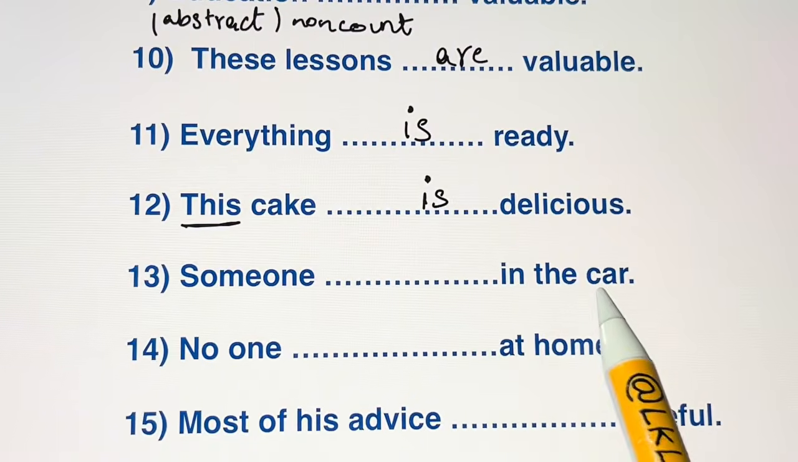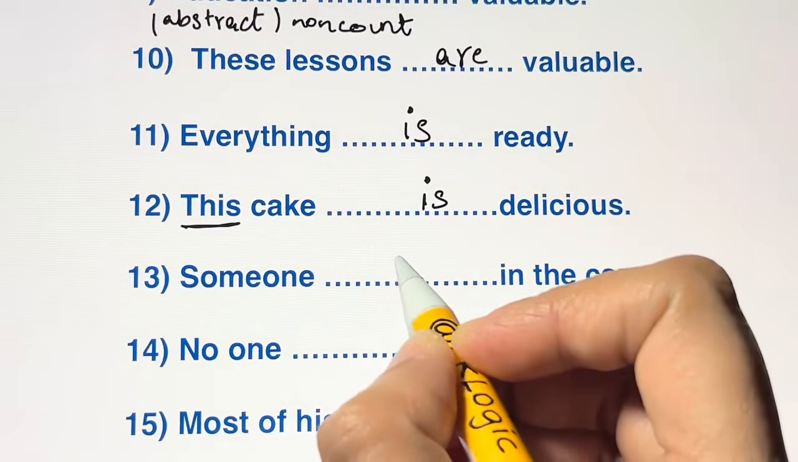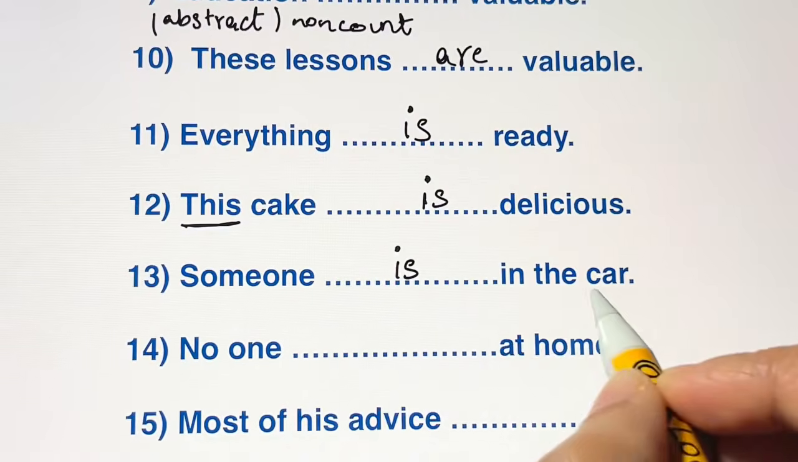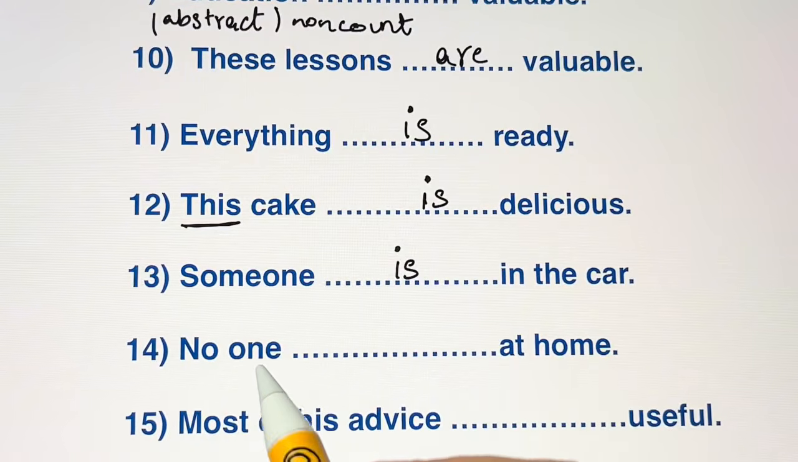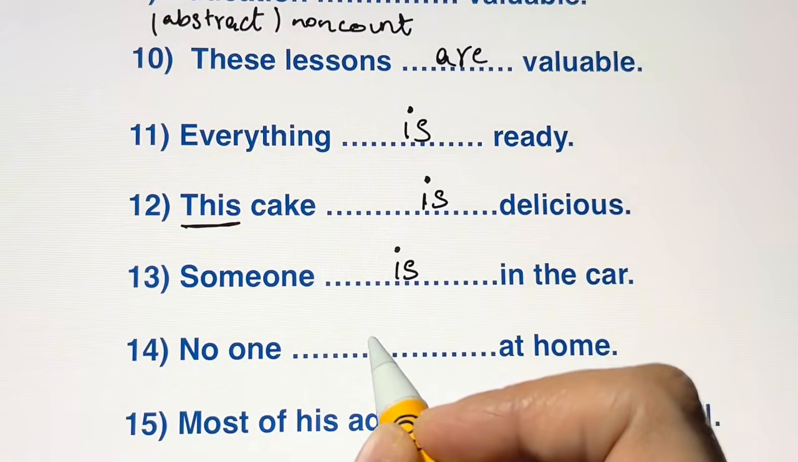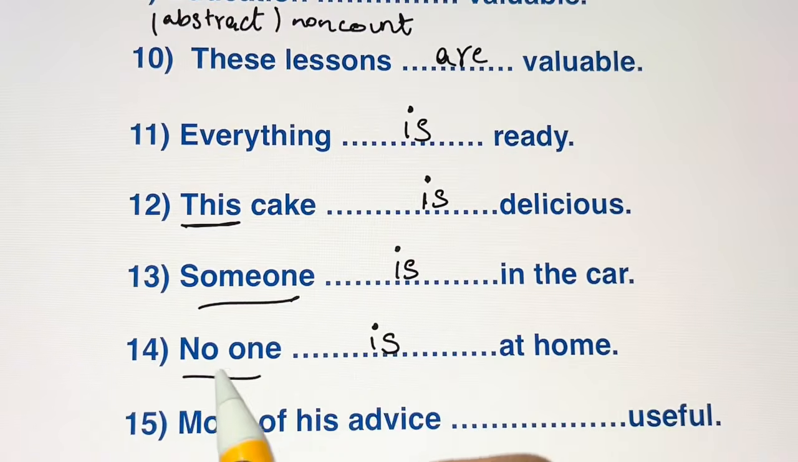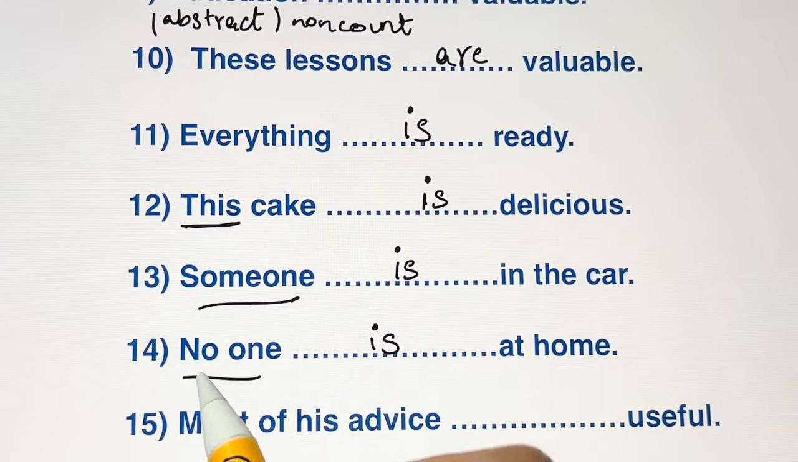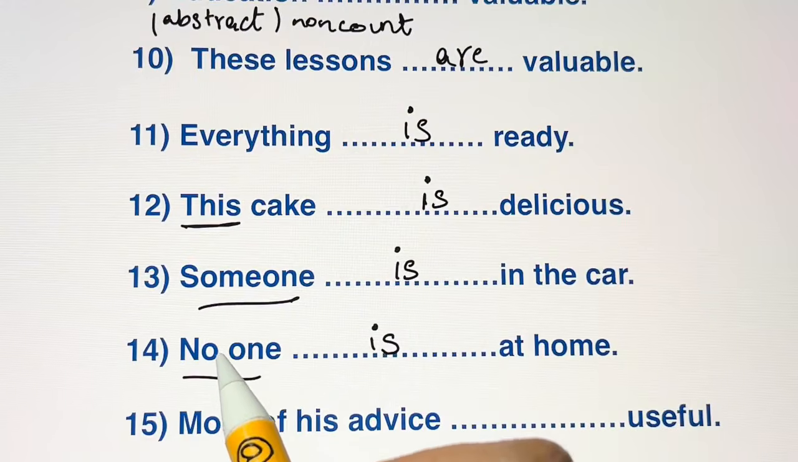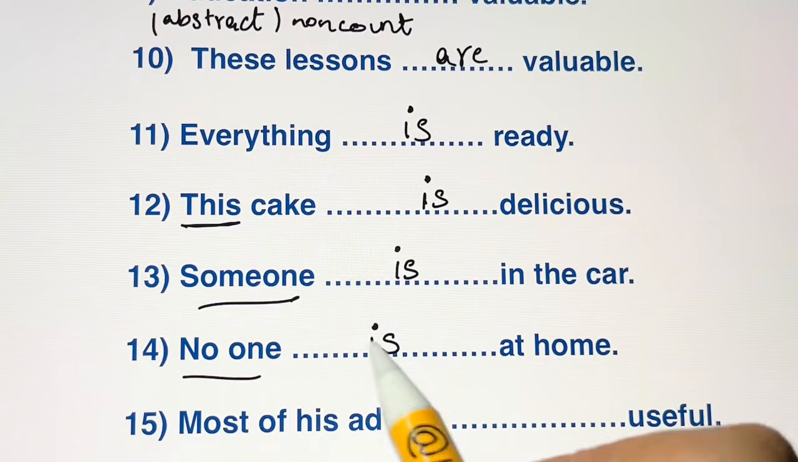Someone blank in the car. Someone, something, somebody. All these are singular subjects, so they take the singular verb is. Someone is in the car. No one blank at home. No one, nothing, nobody. They all take the singular verb is because they are singular subjects. Now here, notice, like how you have written someone as one word, you cannot write no one as one word. You need to keep a space or keep it hyphenated. We read it as two words, no one. No one is at home.